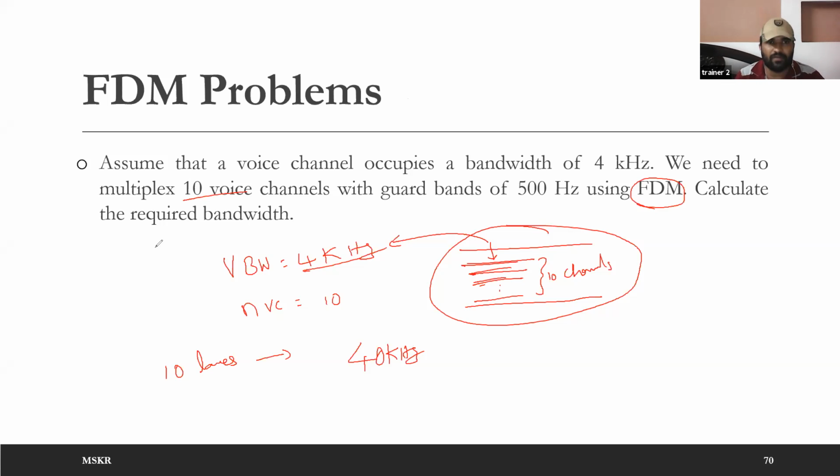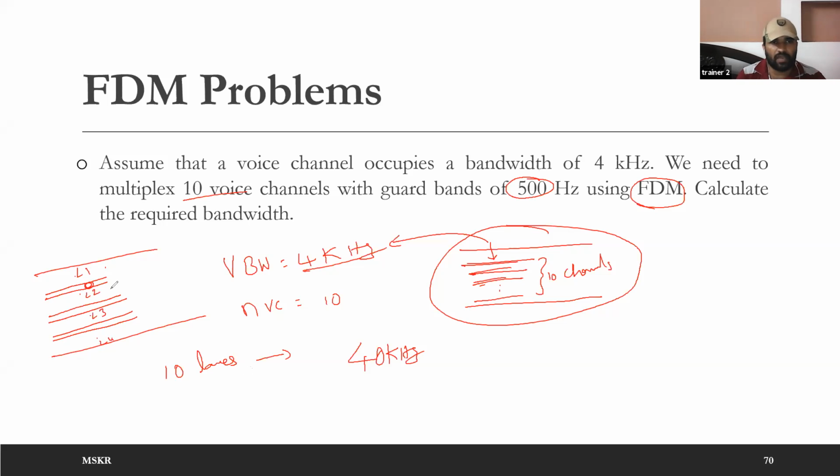So what we are going to do is, when we divide them into lanes, between each and every lane we are going to provide some gap. As you can see here, this is the 4-lane road: lane 1, lane 2, lane 3, lane 4, and in between each lane we are allocating some gap. That gap they are saying is 500 hertz.